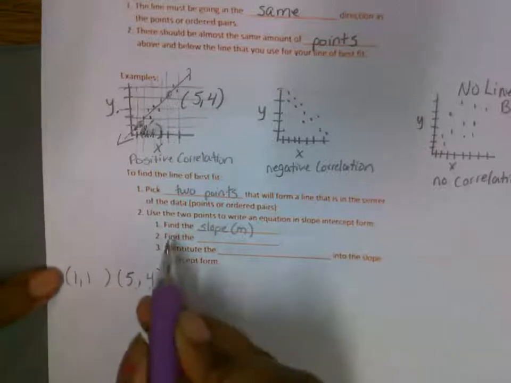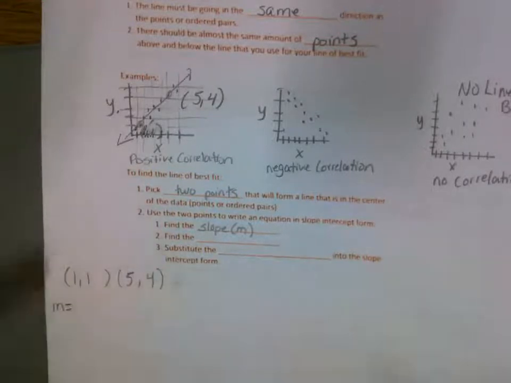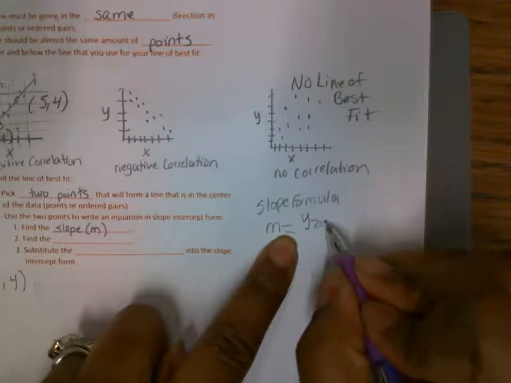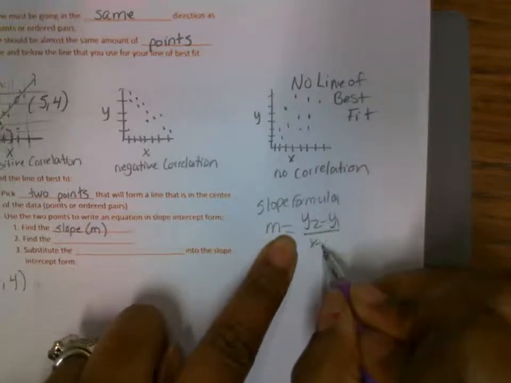All right, so let's find the slope first. The formula for slope, write this out to the side: m is equal to y2 minus y1 over x2 minus x1.